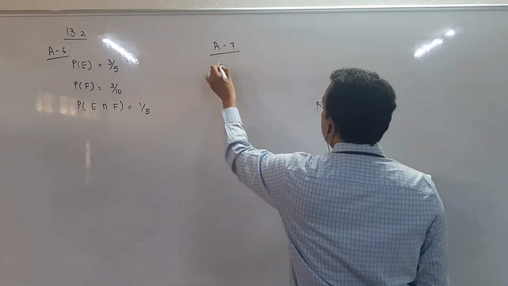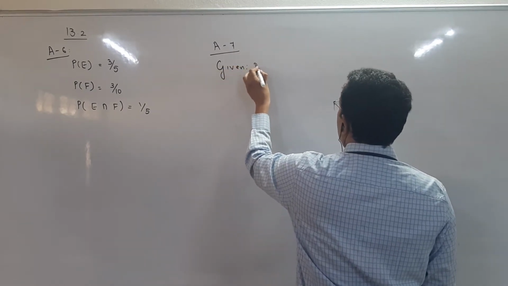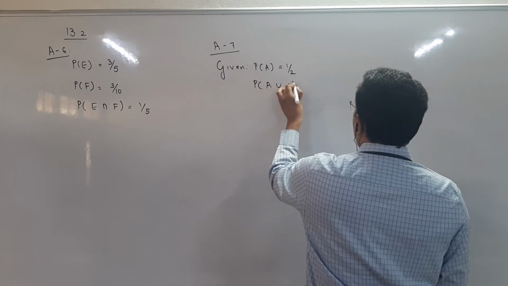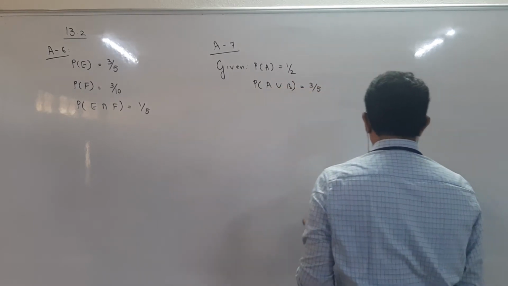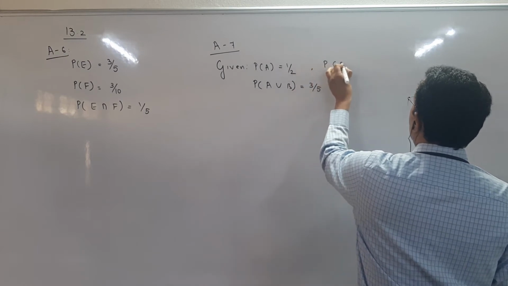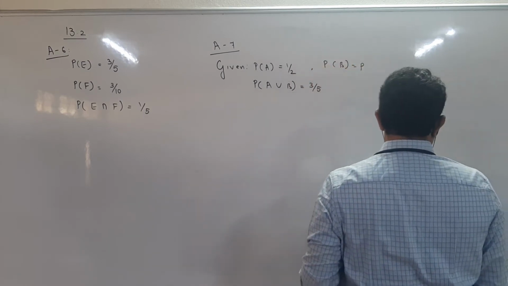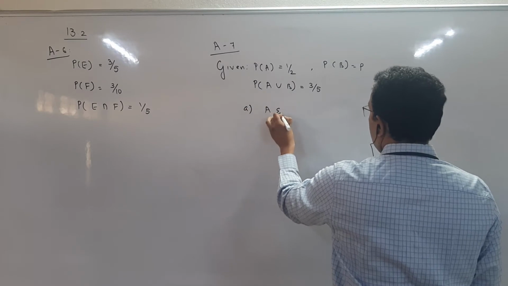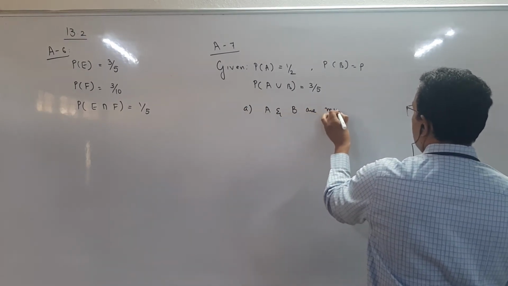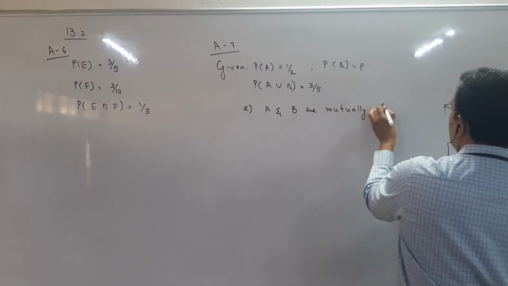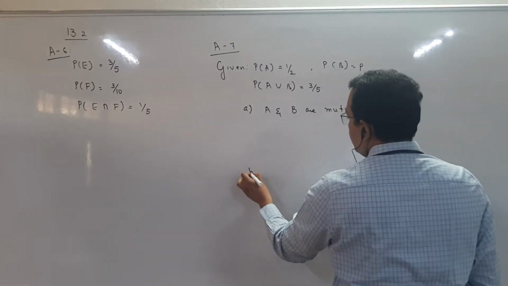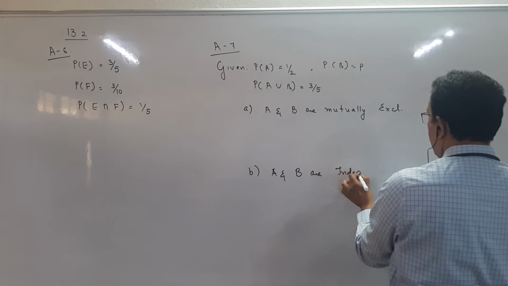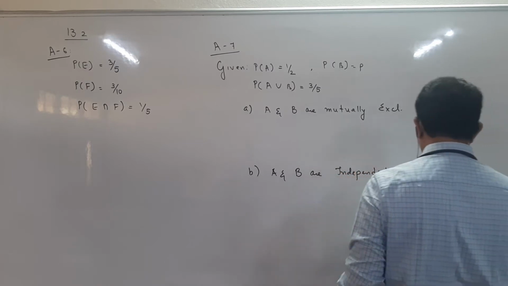For given events A and B, we have P of A is equal to half and P of A union B is equal to 3 by 5 and P of B is equal to small p. Then find p for two given conditions. First part, A and B are mutually exclusive, and second part, A and B are independent. In both the cases, we have to find small p.